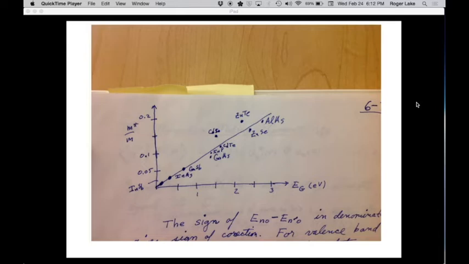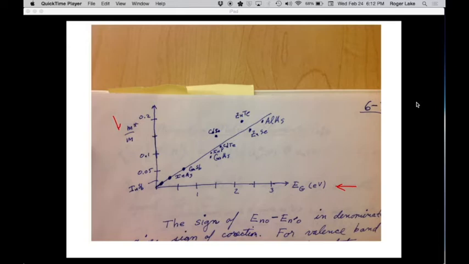So down here I'm plotting band gap on the x-axis and the effective mass, in terms of the bare mass, on the y-axis, and what happens to it as the band gap increases. These are all the direct gap semiconductors, and it follows this trend really well over a huge range that we get with this extremely simple version of k dot p theory that we just did.